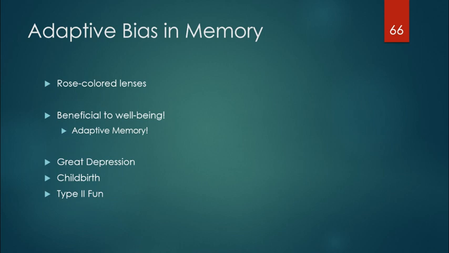This is the idea that when we look back on past experiences, we might look at them through rose-colored lenses, meaning we only see the good things that happened in that particular event. We gloss over or completely forget the bad things that happened. This is very beneficial to our well-being. If we can forget about stressful things, or things that make us cringe emotionally, that is going to be very helpful to our current state of well-being.